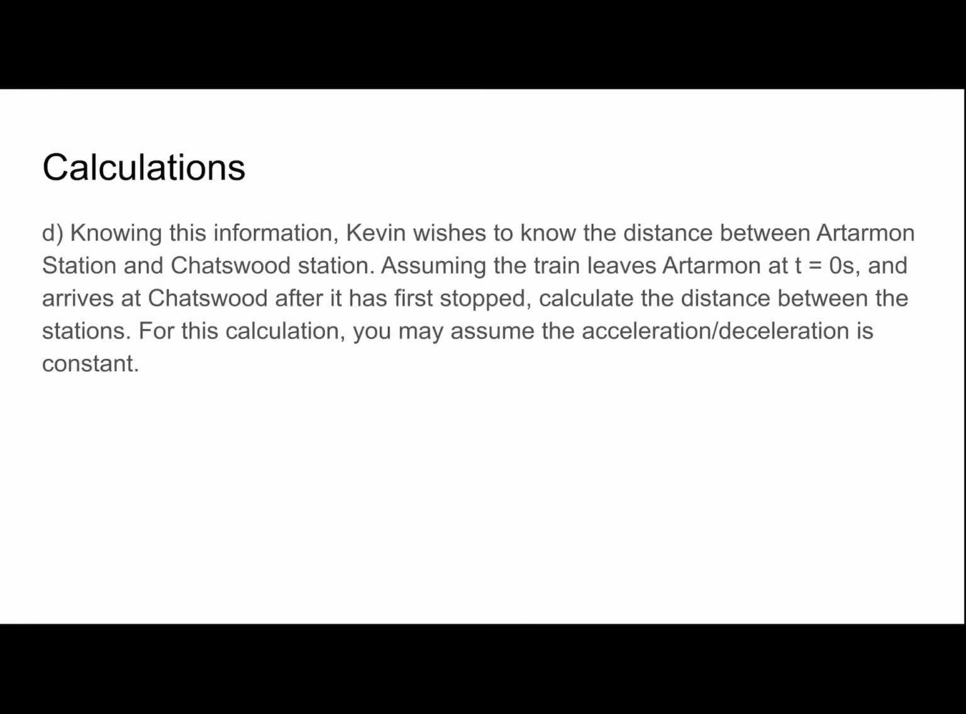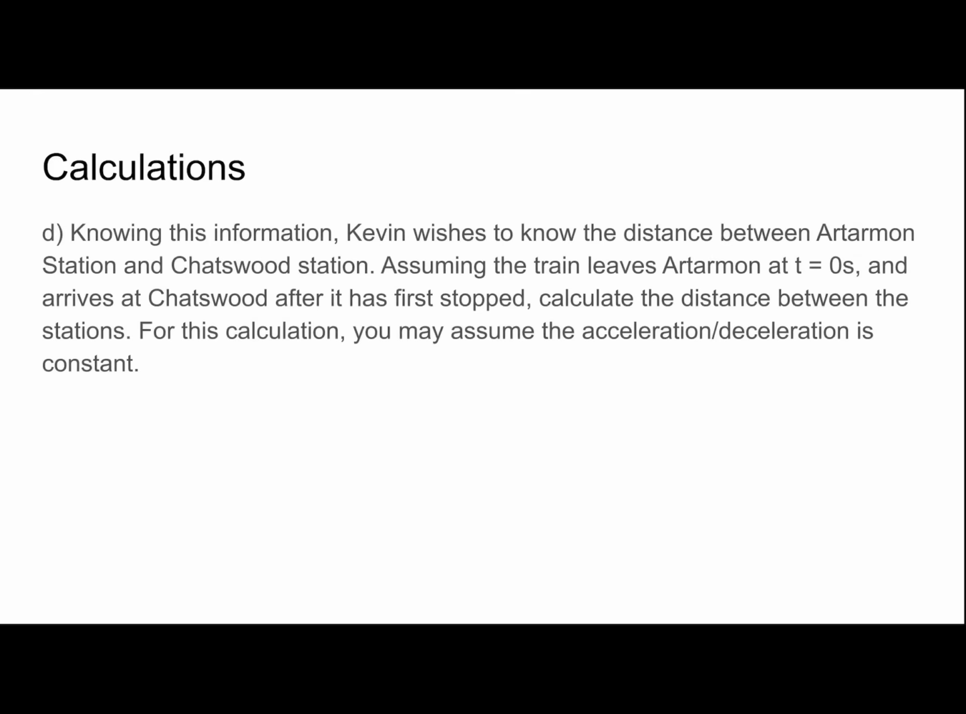Alright, so calculations. Knowing this information, Kevin wishes to know the distance between Artarmon Station and Chatswood Station. Assuming the train leaves Artarmon at t equals 10 seconds and arrives at Chatswood after it has first stopped, calculate the distance between the stations. For this calculation, you may assume the acceleration and deceleration is constant.